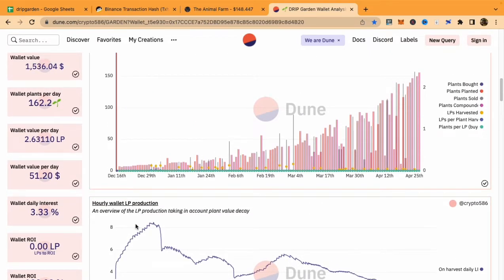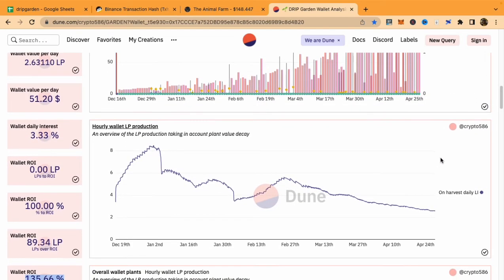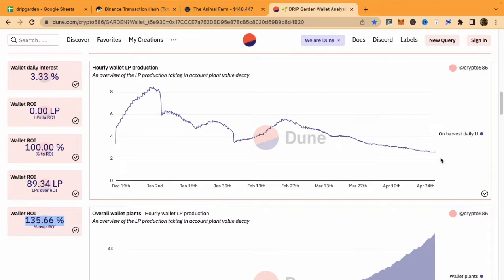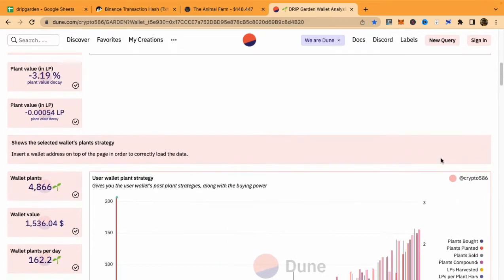But I want to keep the value that's being produced from my garden each day going up, and I believe this will go up in the coming weeks. But for now, I'm compounding, taking profit every 5 or 6 days. And again, that is all pure profit because I've already ROI'd in the garden.